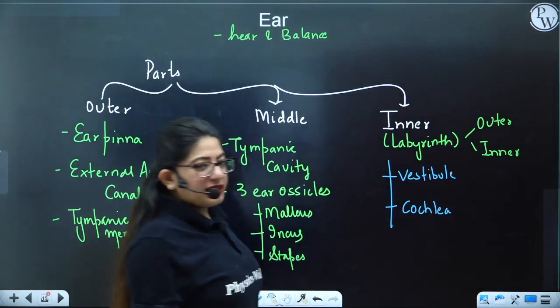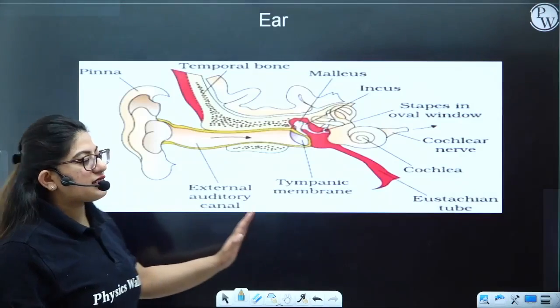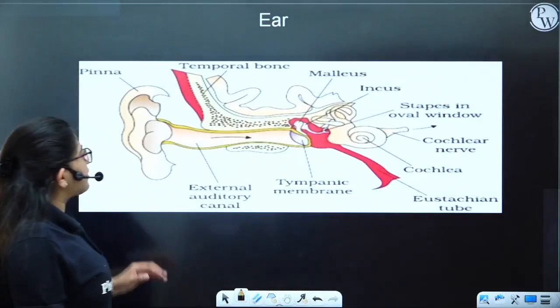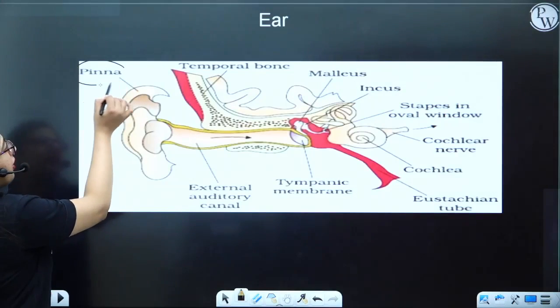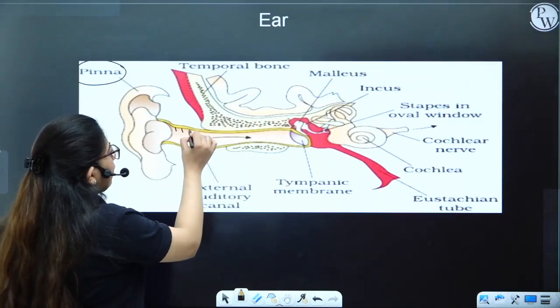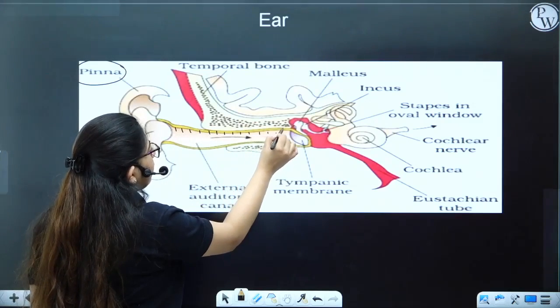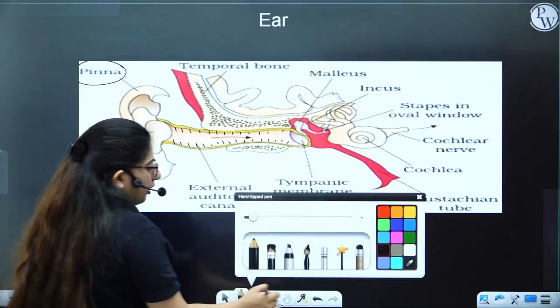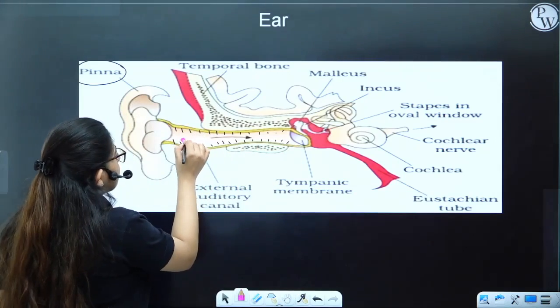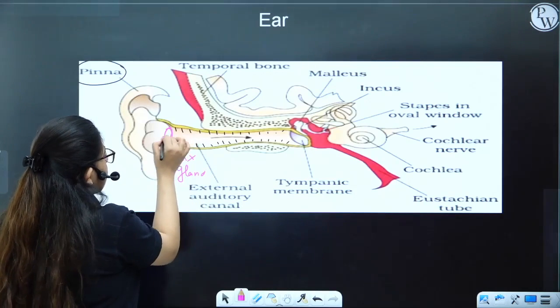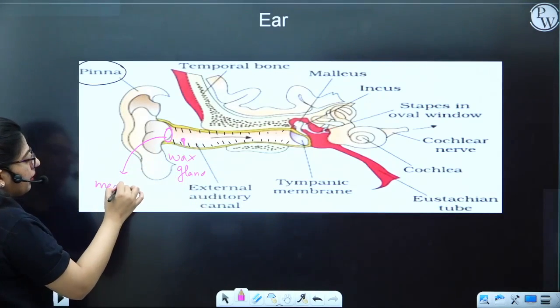Let's see how it looks. You must have seen this diagram in NCERT, if I'm not wrong, right? So here you have this ear pinna. In the outer ear, we have the pinna. Then we have this canal. This canal is filled with hair and glands. What gland? The wax gland. So in the auditory canal, you will see some glands. And what is this gland? Wax gland. And this opening is the meatus. This is the external auditory meatus.